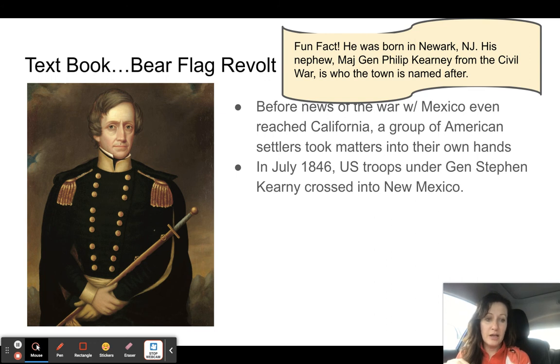Now, you may know of the city, Kearny, not far from here. I have a cousin who's a cop in Kearny and a cousin who's a firefighter in Kearny. But that town's name came from Major General Philip Kearny, who was Stephen Kearny's nephew and who fought in the Civil War.